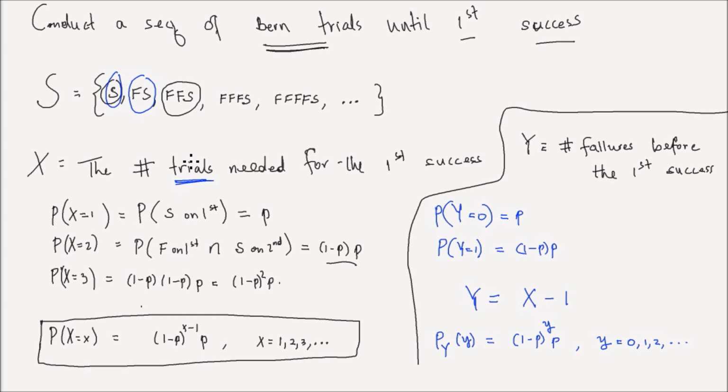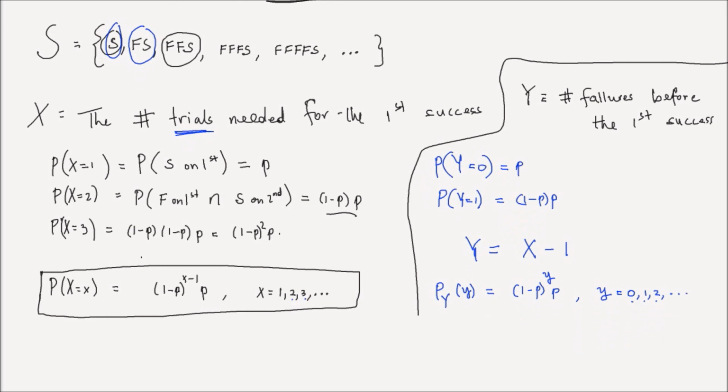if x is defined as the number of trials needed for the first success, the support starts from 1. In this case, the support starts from 0. So you have to be careful about that.